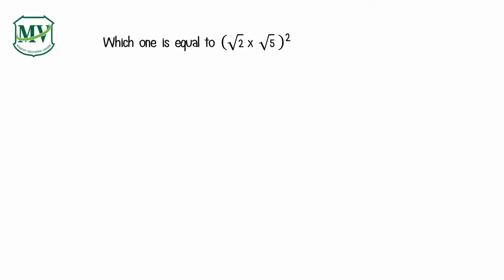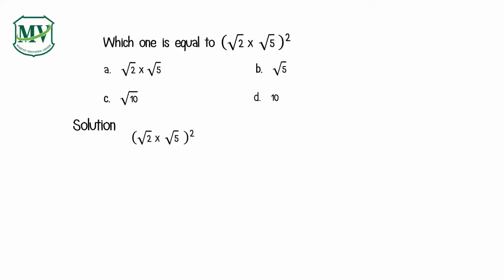Let's answer another question. The question is, which one is equal to the quantity of square root of 2 times square root of 5 raised to 2? Letter A, square root of 2 times square root of 5. Letter B, square root of 5. Letter C, square root of 10. And letter D, 10. Let's see the solution.